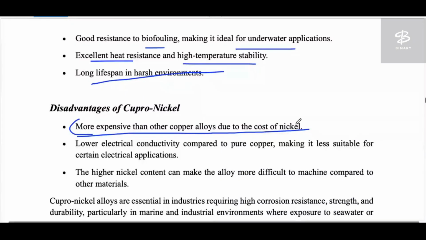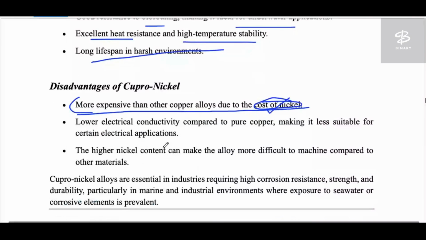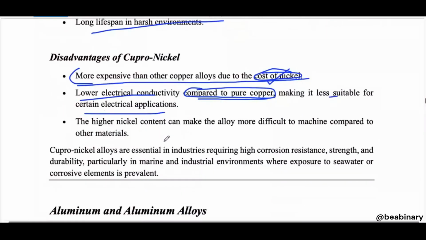So why is the cost of nickel high? So the cost of nickel is high, it is a costly element, right? Lower electrical conductivity compared to pure copper. So if we talk about electrical conductivity, it has less as compared to pure copper. But if we talk about thermal conductivity, then it has more thermal conductivity as compared to pure copper. Okay, so making it less suitable for certain electrical applications. Why? Because they are having less electrical conductivity as compared to copper.